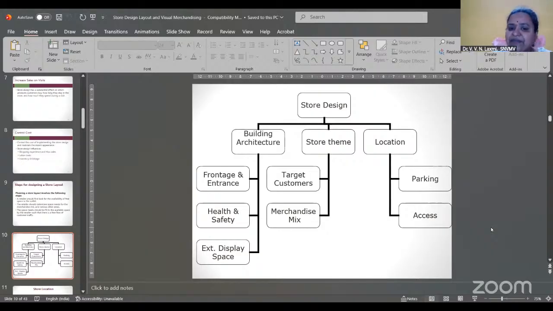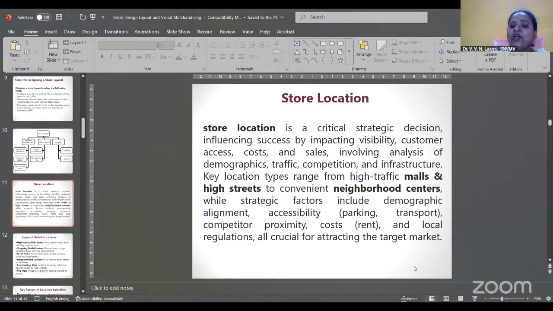Okay. At the same time, there is building architecture, that is, how the display is, and what health and safety measures are looked at inside. Because when a store carries very fragile items, let it be lightings or things like that, it is very important. And when a store carries a lot of electronic gadgets and high tech items, definitely the safety aspects and the health aspects have to be looked into, and also the frontal entrance. So first, let us look at the store location.